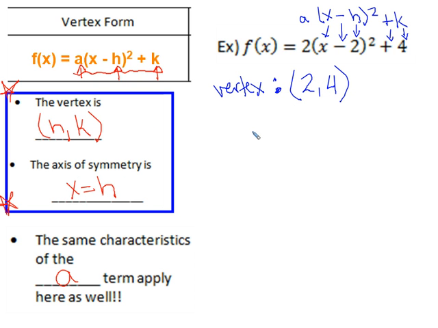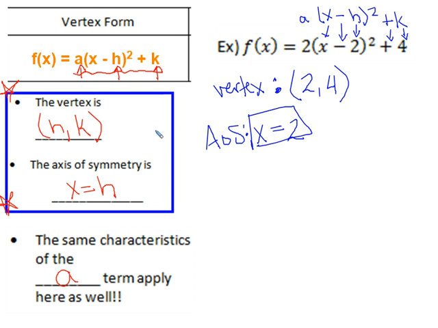If I wanted to find the axis of symmetry, it's always the x value of the vertex, and if this point is my vertex, the x value would be 2. So that's not too bad. Maybe we'll label this axis of symmetry. We'll just abbreviate it AOS.